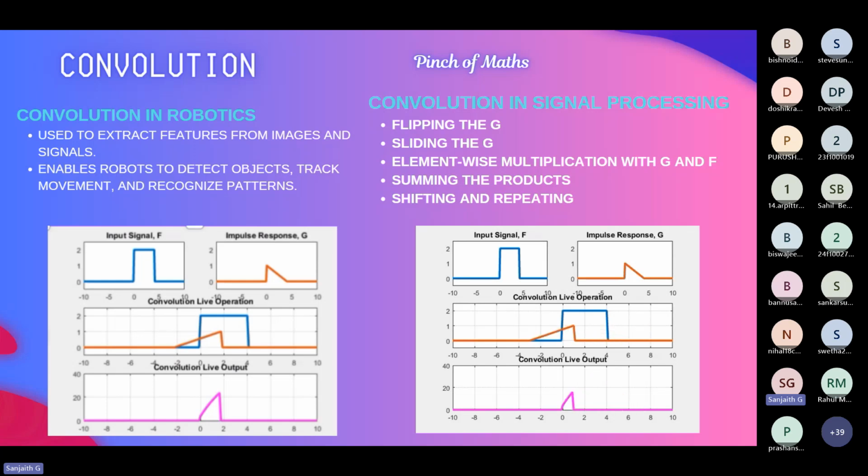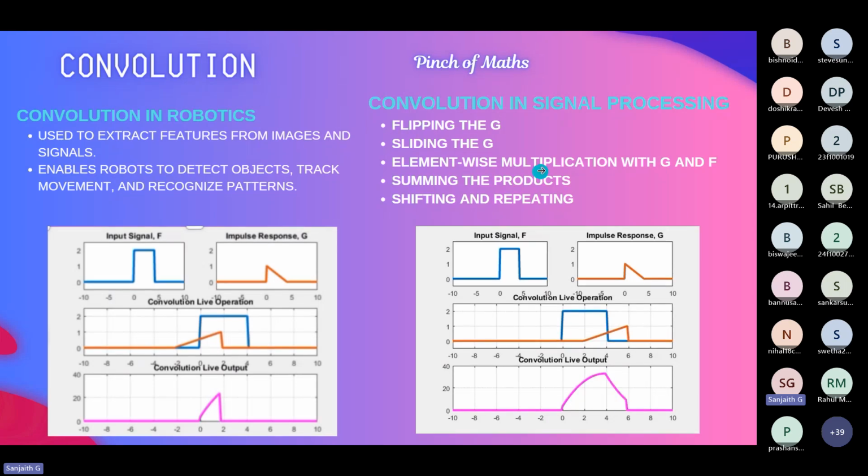In OpenCV, almost all operations use the convolution operation. We'll be using just a single line of code, but that will be done with convolution and backend processing. So this is just an overview of convolution. Let me explain what convolution is.